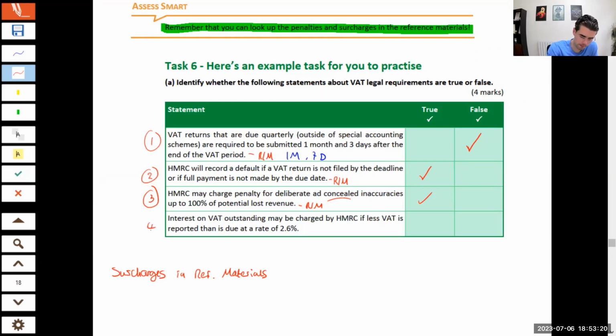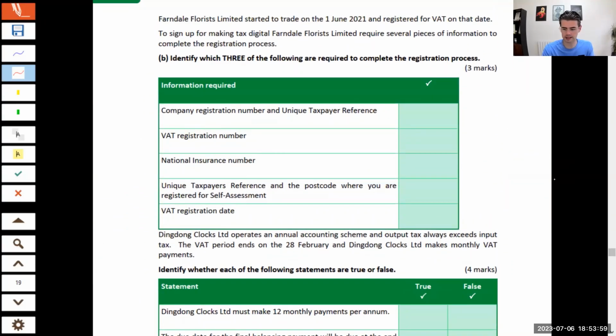Last but not least, number 4. Interest on VAT outstanding may be charged by HMRC if less VAT is reported than is due at a rate of 2.6%. Now this one is true. And that 2.6% is in the reference material. It is in there, okay? So again, you can just scroll over to it, find it, you're good to go, okay? 4 easy marks there. Last couple of bits, let's keep going. We should be finished in the next 5-ish minutes.